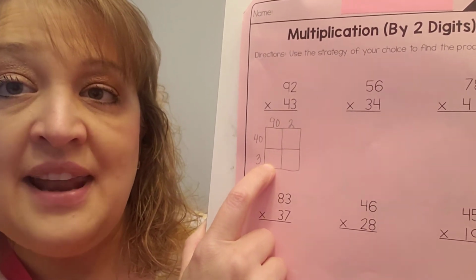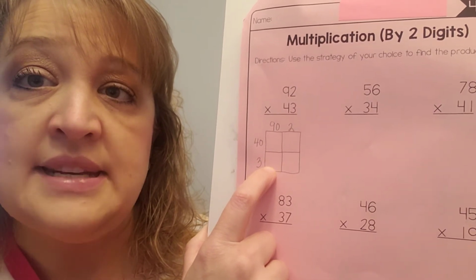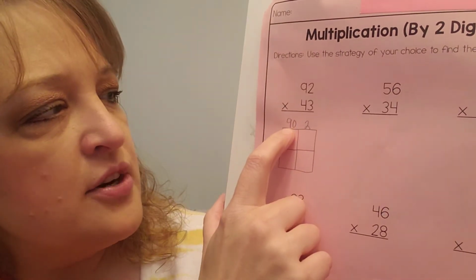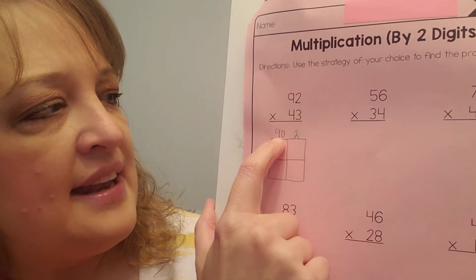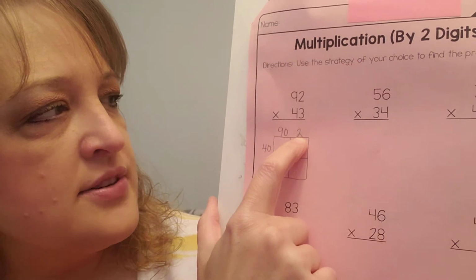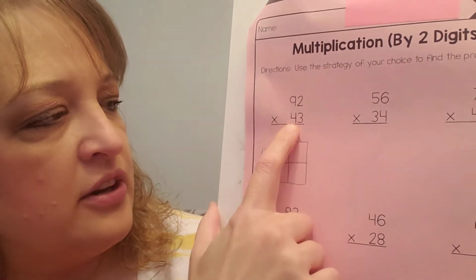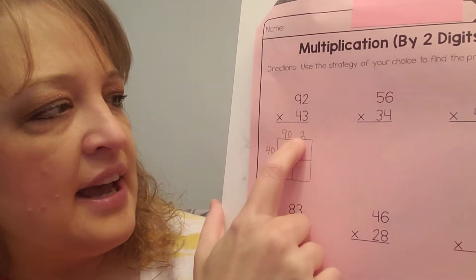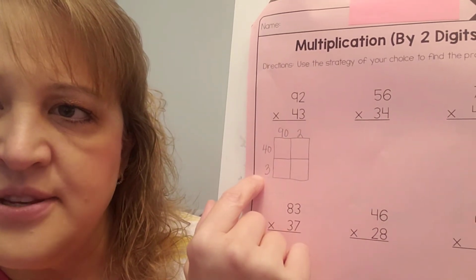All right. The next thing that you're going to do is you are going to write each of these numbers in expanded form. Okay, so here is 92. So across the top, you're going to write a 90 and a 2. Okay, I just expanded that out. And then along the side, you're going to expand the 43. You're going to put 40 and 3. Okay, so I have 92 and 43. Are you with me so far?